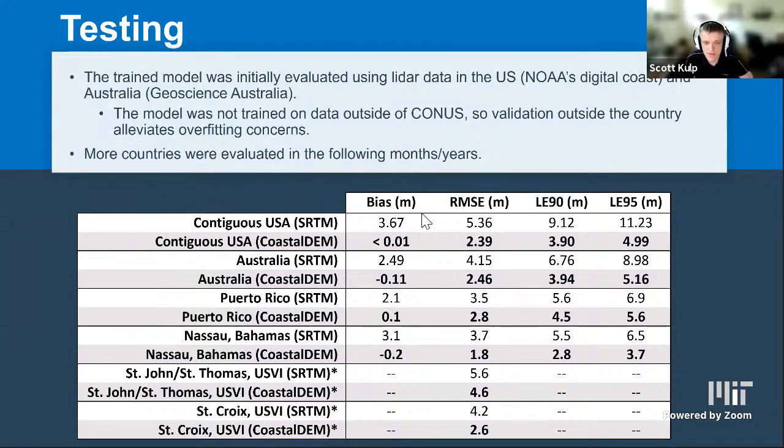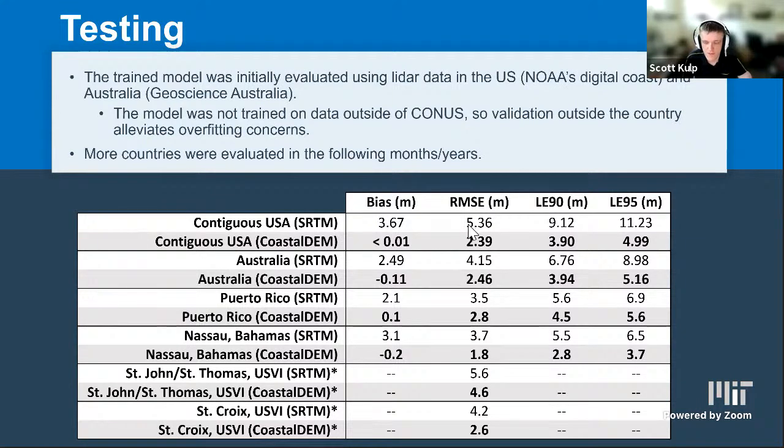So what we see is that in the US, the mean bias, which was over 3.5 meters, is virtually eliminated. In Australia, it went from 2.5 meters to about negative 11 centimeters. Puerto Rico, that's part of the US, but we didn't train in Puerto Rico, and that was brought down to almost nothing. And same with the Bahamas. So this was very exciting.